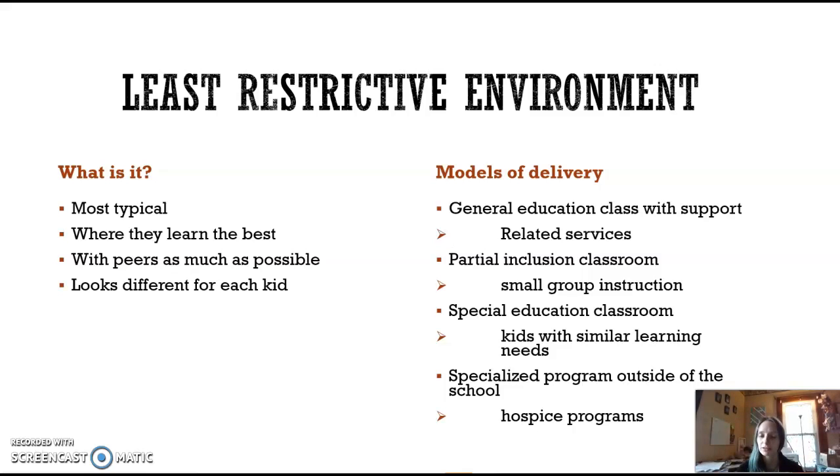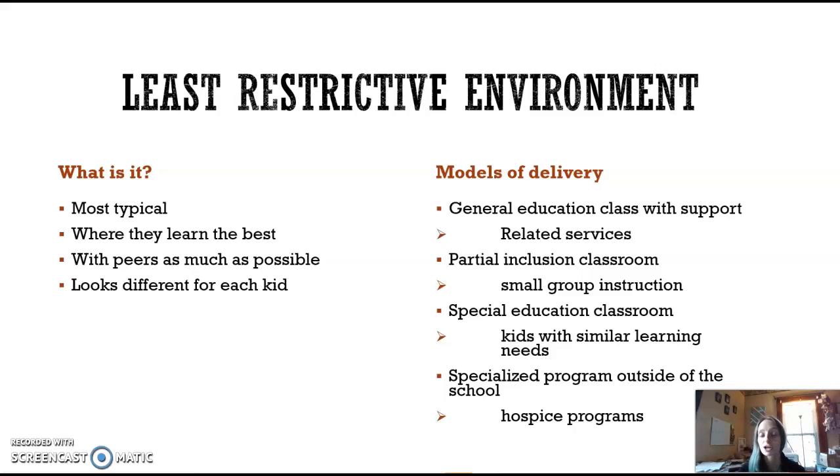Least restrictive environment. What is it? It looks different for each kid, but it's typically where the student learns best and they're with their peers as much as possible. This is the most typical kind of learning. It can look a few different ways, though. It can look like the student is in the general education classroom with support, and that means related services such as speech, a para, OT, PT, things like that. So they're in the general education classroom learning alongside their peers, but they have some support in the classroom.